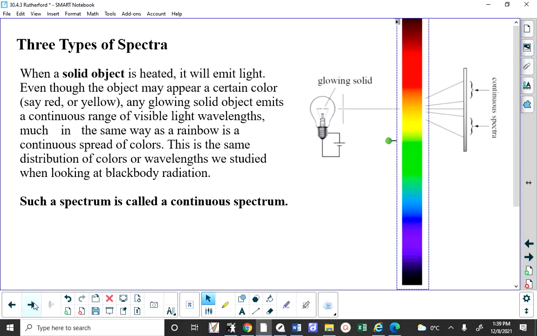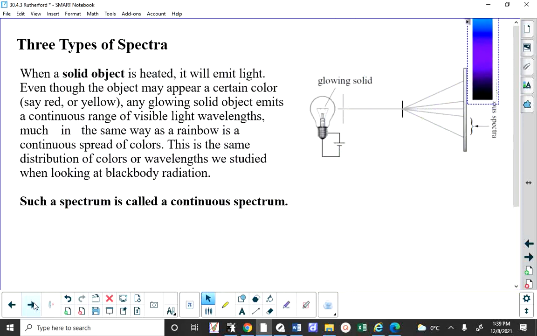The spectrum at the top would look like this. The spectrum at the bottom would be reflected. The red would be at the top. The blue would be at the bottom of the top spectrum. Is that right? Yes.